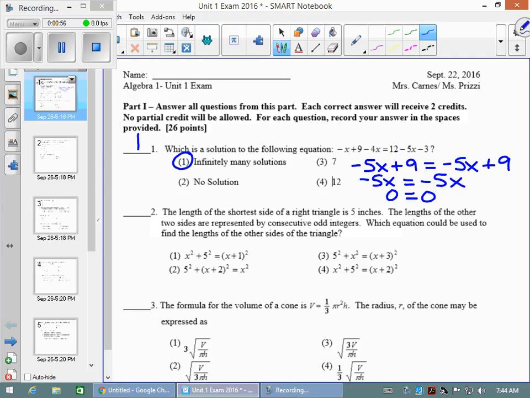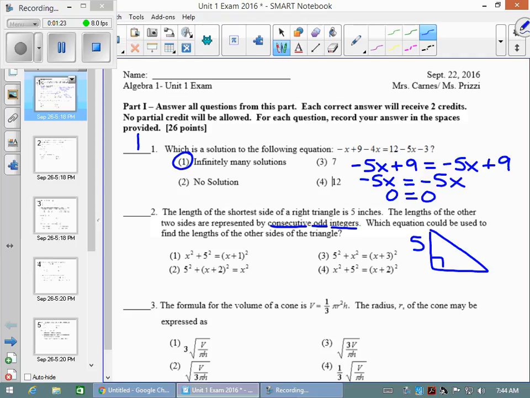Okay, for question number 2, the length of the shortest side of a right triangle is 5 inches. I'm going to just start by drawing myself a right triangle. So I'm just going to indicate the right angle, and the way I drew it, the smaller side, I'm just going to label that as 5. It tells me the lengths of the other two sides are represented by consecutive odd integers. So what I know about right triangles is that the hypotenuse is the largest side.